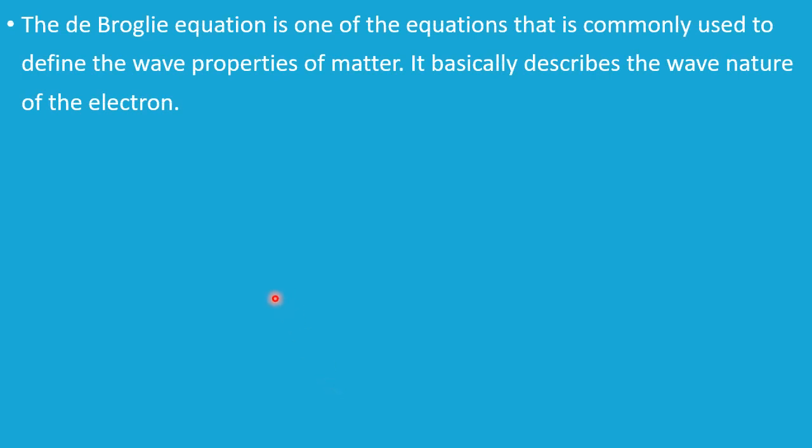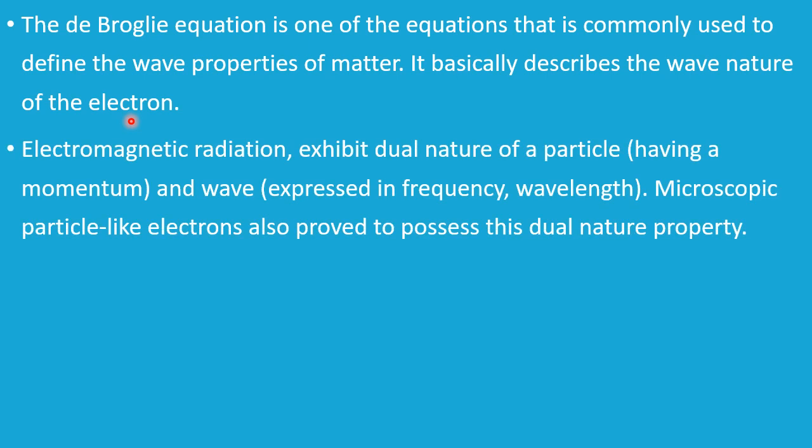The de Broglie equation is one of the equations commonly used to define the wave properties of matter. It basically describes the wave nature of the electron. Earlier we knew that radiation has the wave property as well as the particle property. Now the particle property is developing the wave property. Electromagnetic radiation exhibits dual nature. Now what do we want to say? Microscopic particles like electrons also proved to possess this dual nature.